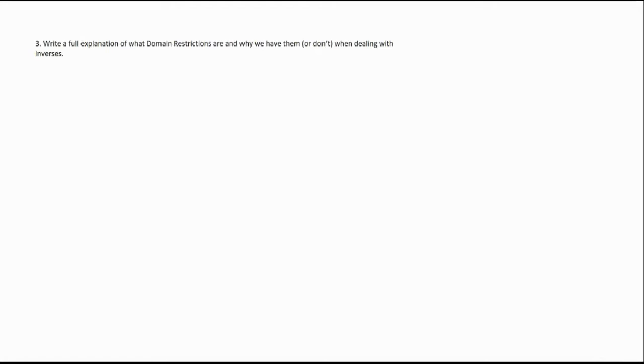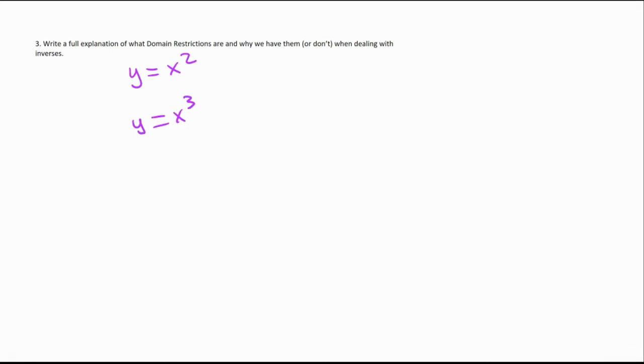You're asked to write a full explanation of what domain restrictions are and why we have them or don't when dealing with inverses. So basically the two that we've really talked about in length are functions dealing with quadratics and functions dealing with cubics.